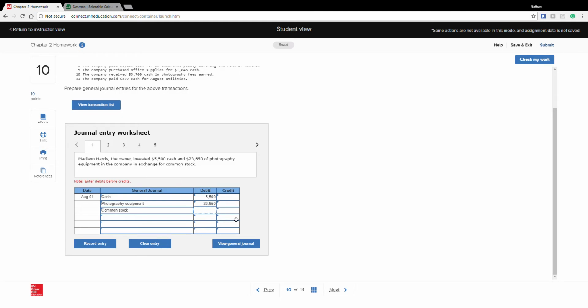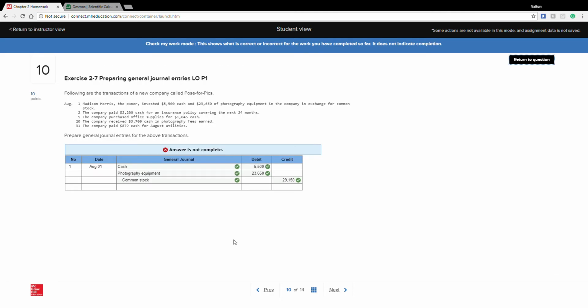It does not give us our credit. So we must put this in balance. Best way, add these two, and that will be how much your common stock is. So these two together, looks like it's going to be 29,150. So with that, this is our journal entry for now. We can actually go check my work again, and it will actually pop out that everything's good. But watch out for this.